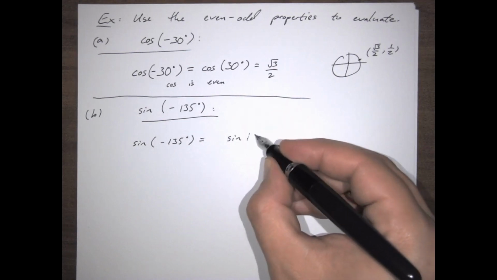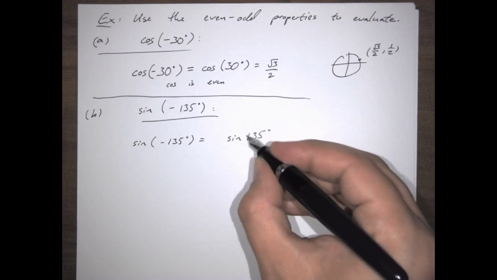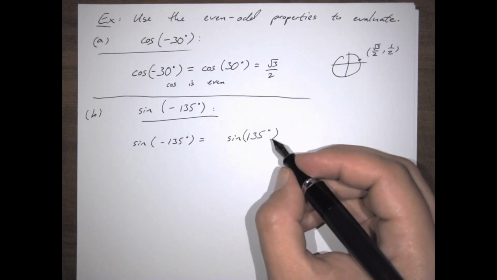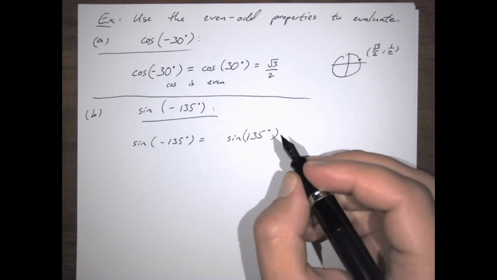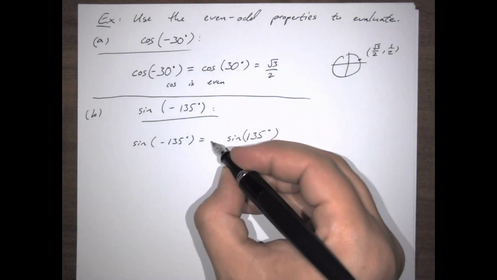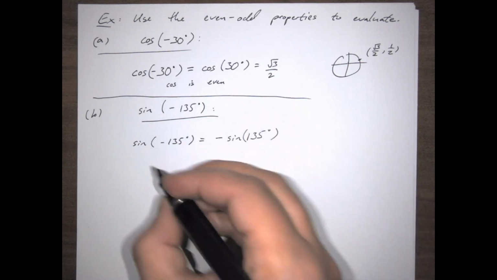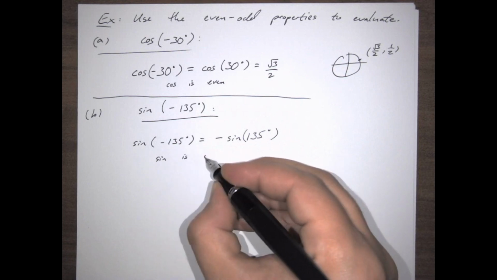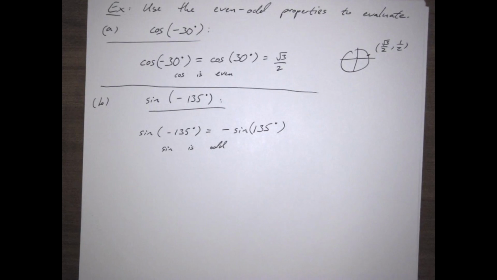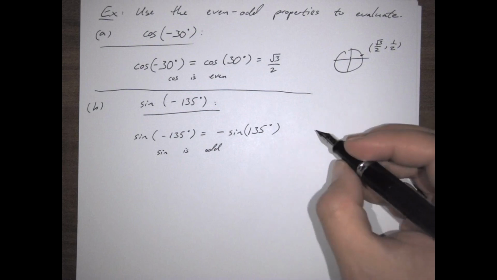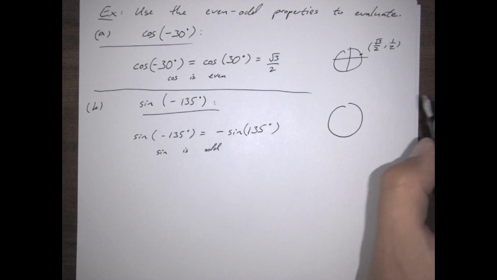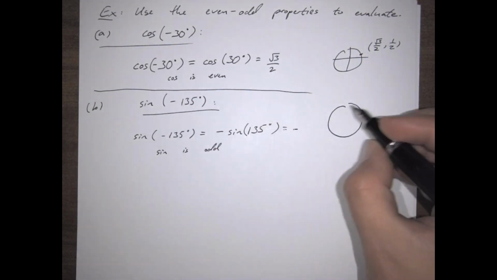Now, in order to do that, I just have to ask myself, is sine an even or an odd function? If it's even, the negative would just disappear. It might as well not even be there. If it's odd, however, then a different thing happens. And sine is an odd function, which means that the negative comes out to the very front. So now the question is, what is the sine of 135?